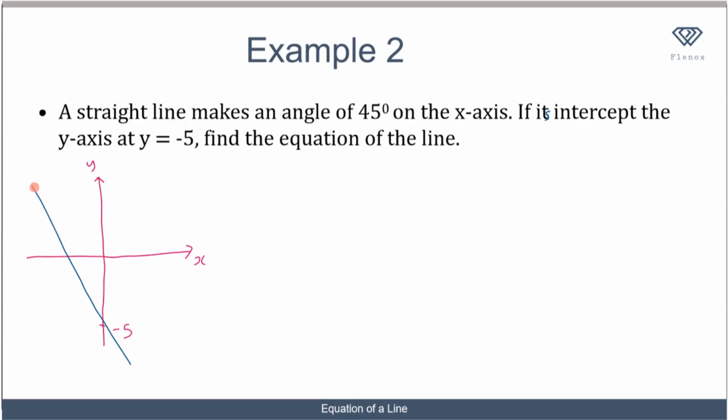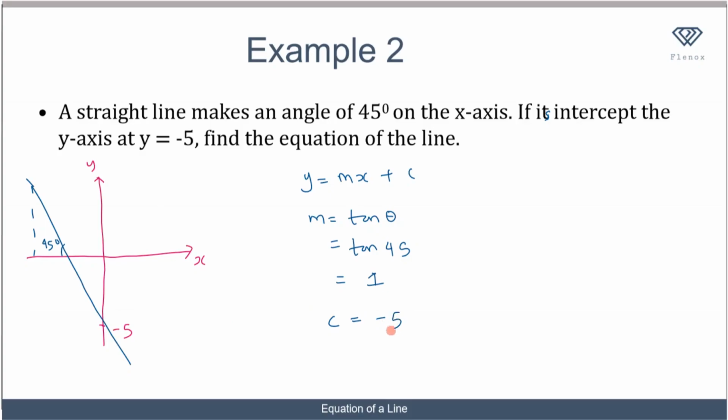Now the angle that it makes with the x-axis is given as 45 degrees. I want to find the equation of the line. In general, I know that the general equation of a line is given as y is equal to mx plus c, where m is the slope and c is the y-intercept. Now the slope m can be found as tan theta, because in this case I'm given the angle that the line makes with the x-axis. So my slope in this case will just be tan 45, and tan 45 is equal to 1. Now my y-intercept is the intercept at which the line cuts the y-axis, and in this case we are told that it intercepts the y-axis at y equals minus 5. So my y-intercept in this case is minus 5.